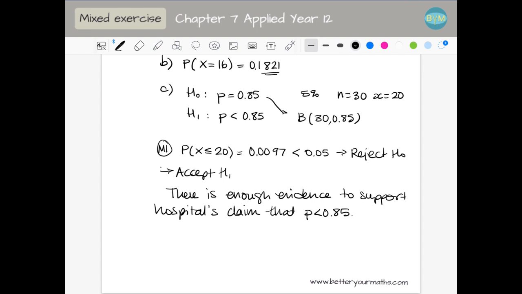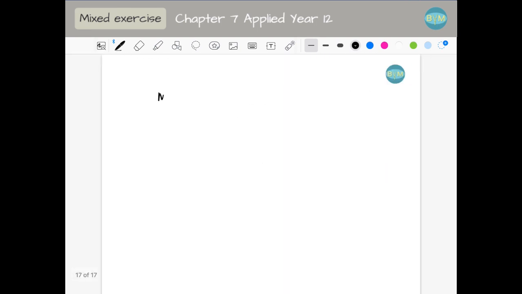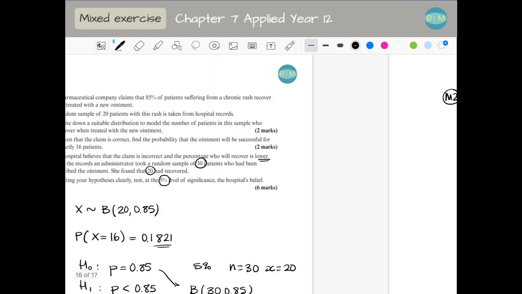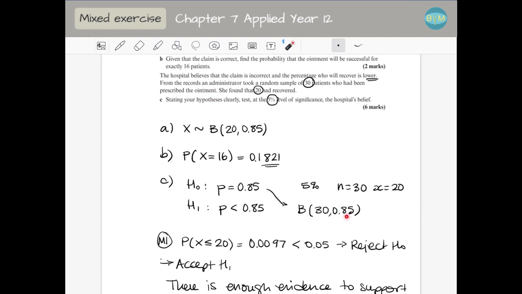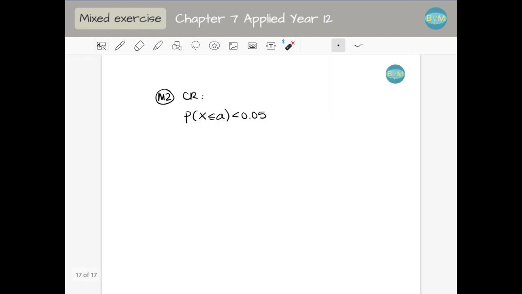Method 2 will be finding the critical region. It's up to you which method you use, unless they ask you specifically to find the critical region. So we are looking for an A such that the probability is smaller than the significance level. We don't have this binomial in the tables, because the tables at the back of the formula booklet only go up to 0.5. So you will have to find a value with the calculator.